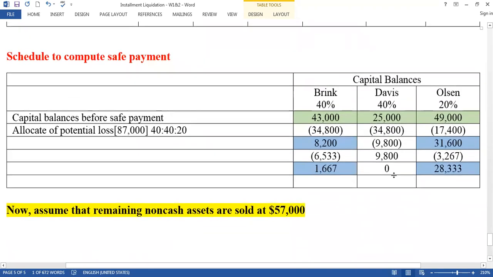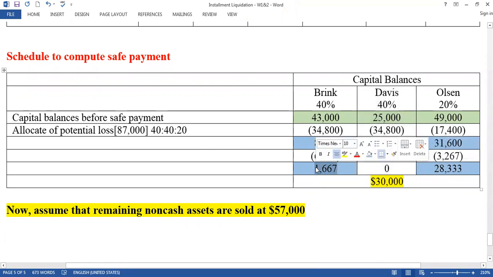Now we prepare this schedule. We find that Olson is going to receive $28,333 and Briggs is going to receive $1,667. So if you merge them here, it is actually $30,000. Clear? This $30,000 is the money we have available today, and we are going to pay some to Briggs and some to Olson. Today Davis is not going to receive any money.